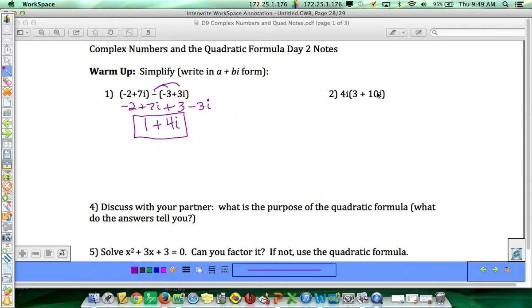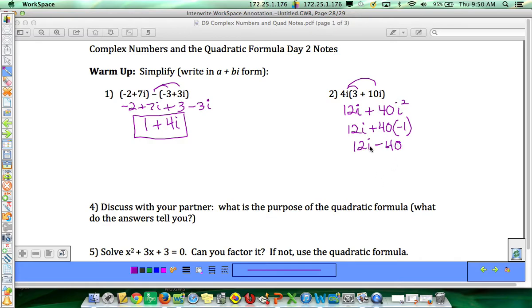Okay, the other one, you want to multiply each of these terms by the 4i in front. So 4i times 3 is 12i. 4i times 10i would be positive 40i squared. Remember, i squared always equals negative 1. So we can replace i squared with negative 1, substitute that in. And you have 40 times negative 1, so that becomes 12i minus 40.